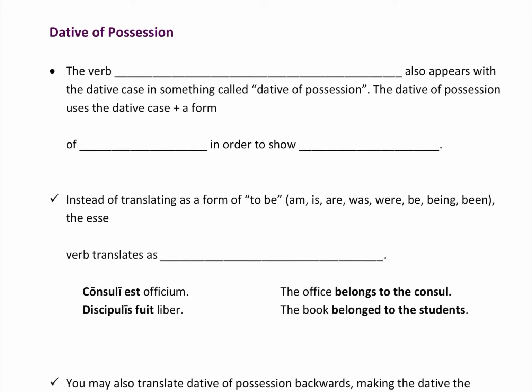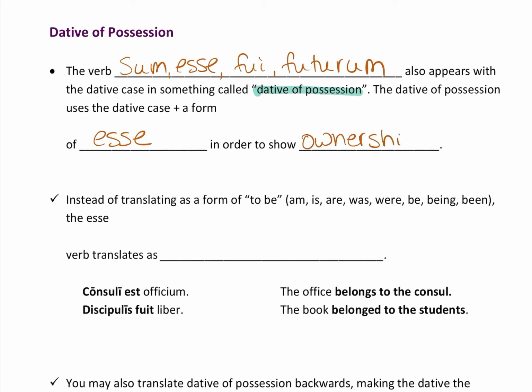The last thing we're going to talk about today is the dative of possession. That is when the verb sum, esse, fui, futurum, as you know, the "to be" verb, can appear with the dative case in something called the dative of possession. Just like the genitive can show possession, the dative can as well. The dative of possession uses a dative case plus a form of esse, to be, in order to show ownership. And here's how it works.